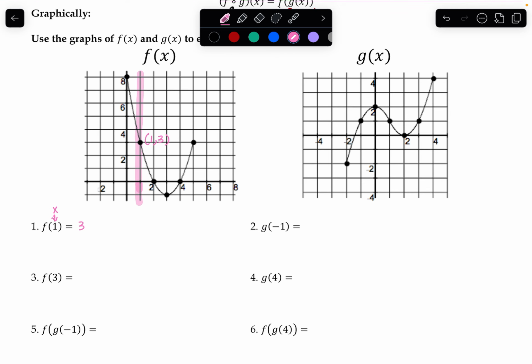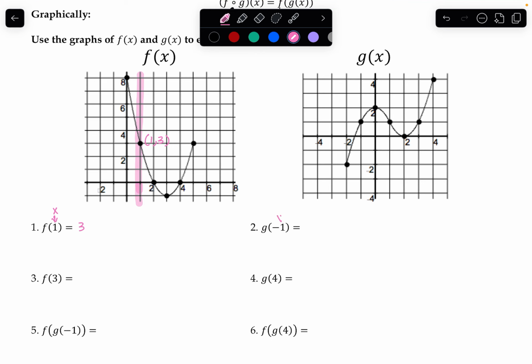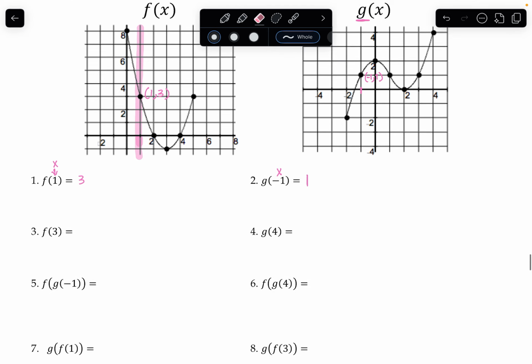Number 2 says g of negative 1. And so once again, that negative 1 is inside. We go to where x is negative 1, and we have the point (negative 1, 1) on our function for g. And so 1 would be the output. So you've got to pay attention to which function you're using, and then you have to pay attention to whether you're given an x or a y. In this case, we're given x's.